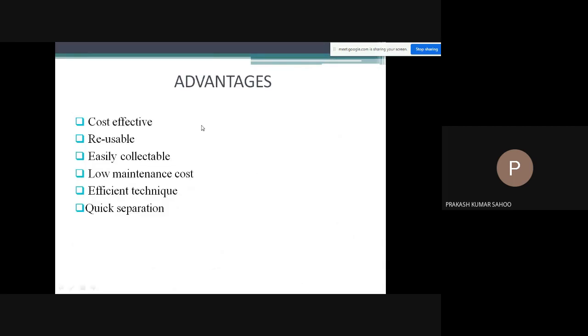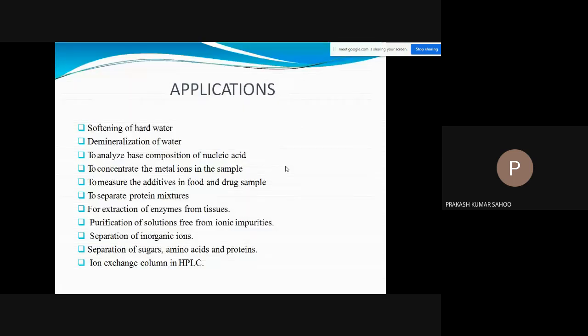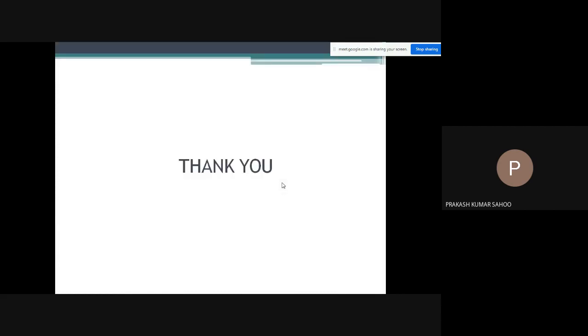What are the advantages? This is cost effective, reusable, easily collectible, low maintenance cost, efficient technique, and also quick separation. The applications, as already told: softening of hard water, demineralization of water, to analyze base composition of nucleic acid, to concentrate the metal ion in the sample, to measure the additive in food and drug samples, to separate protein mixtures, for extraction of enzymes from tissues, purification of solution from ionic impurities. Then separation of inorganic ions, separation of sugar, amino acid and proteins. Then at the end, it is for HPLC, high performance liquid chromatography.